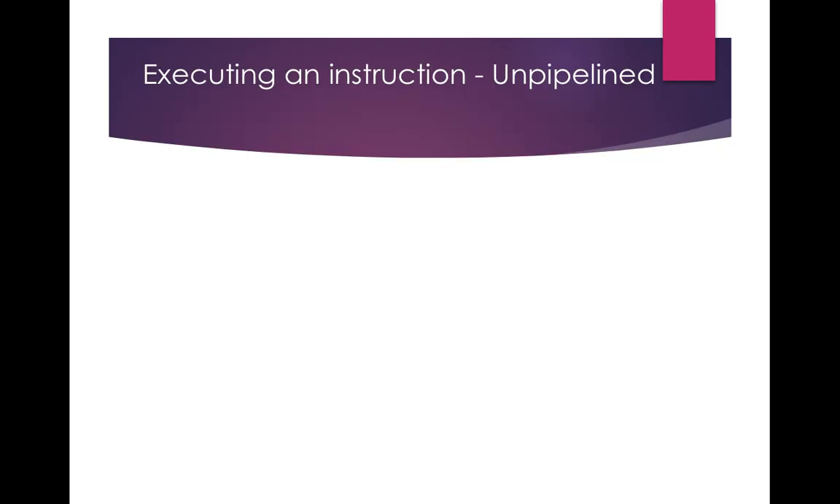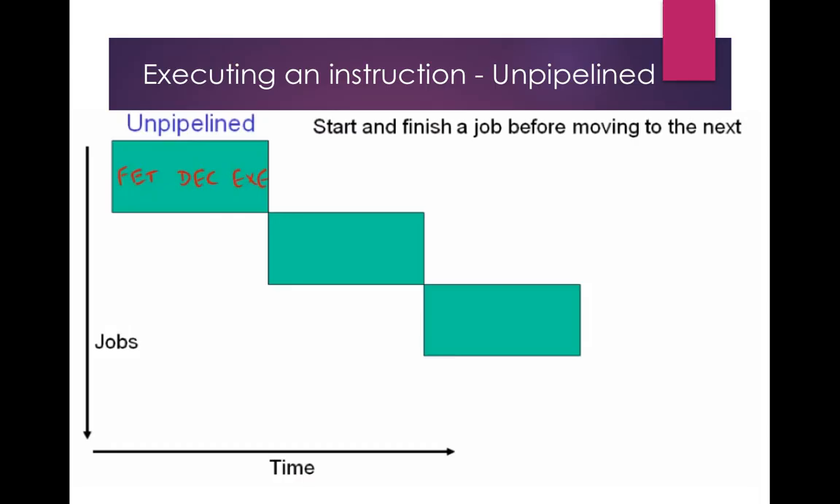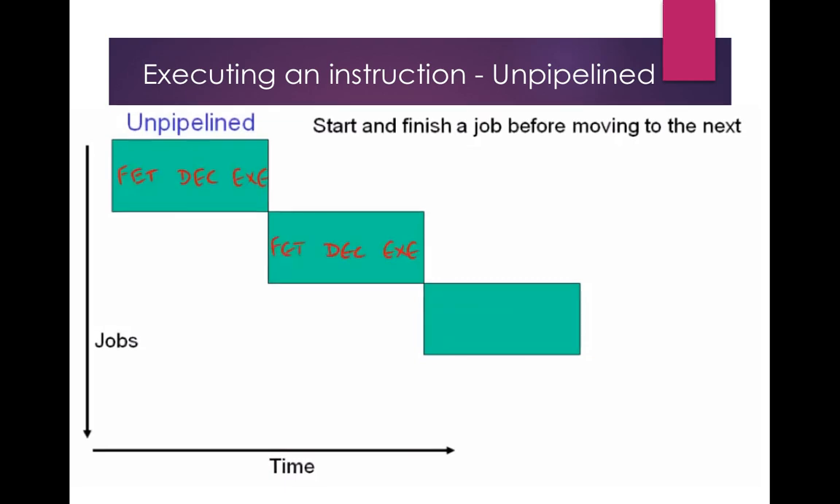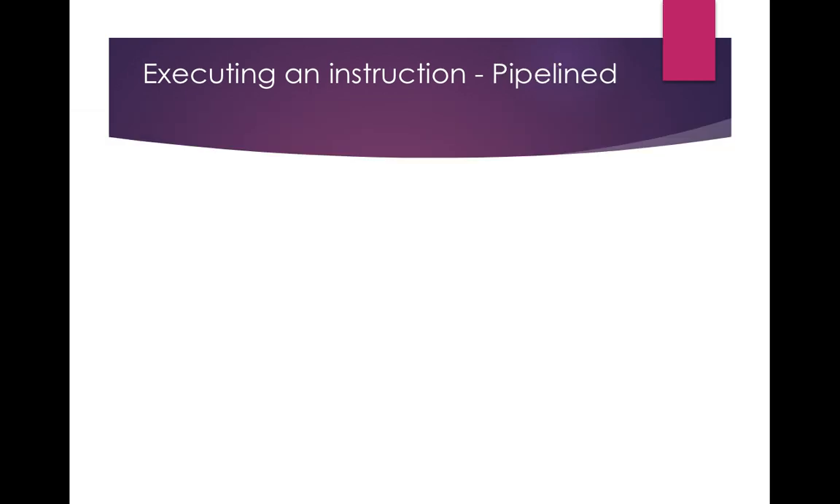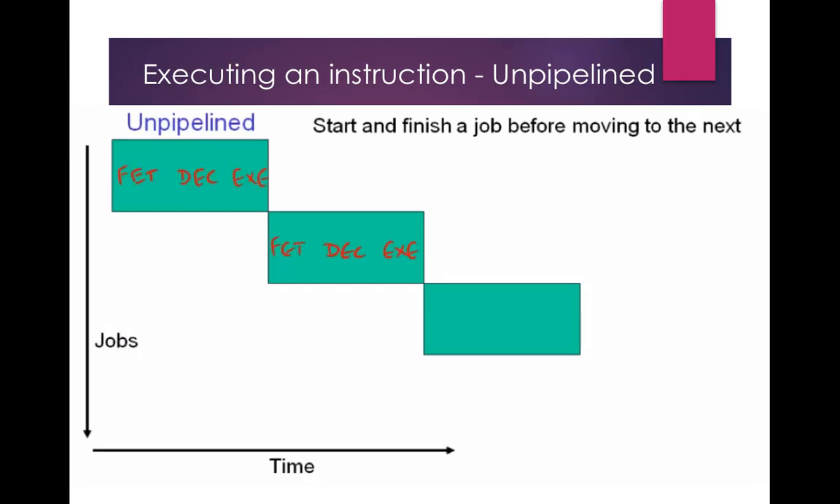Now we see the same concept in instruction execution. When it is unpipelined, we have different stages like fetching the instruction, decoding the instruction, and finally executing the instruction. When we are not splitting into jobs, that is sequential, after instruction 1 finishes executing, we go for the next instruction. This is how it works when unpipelined.